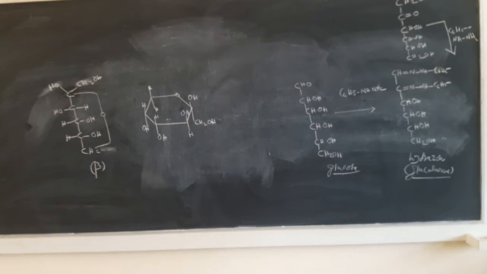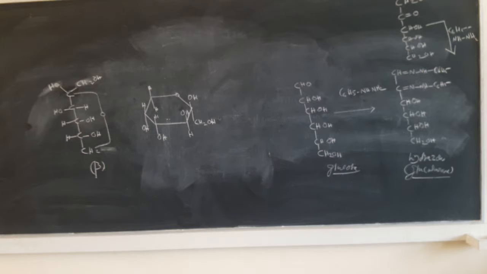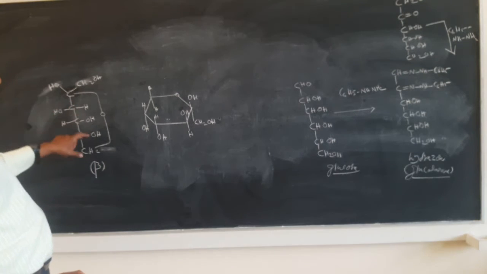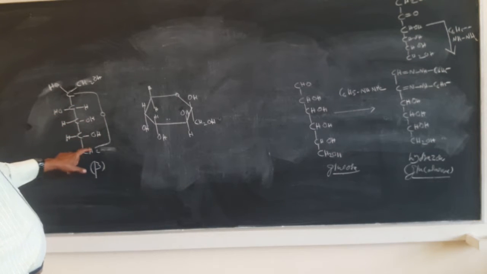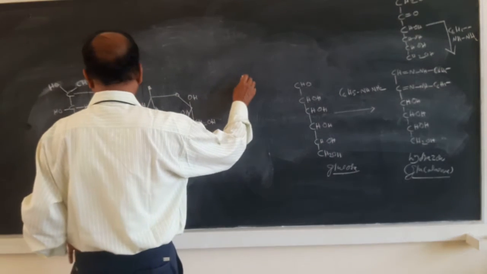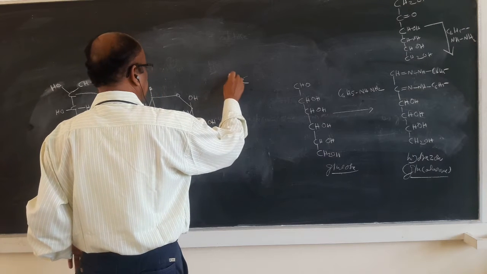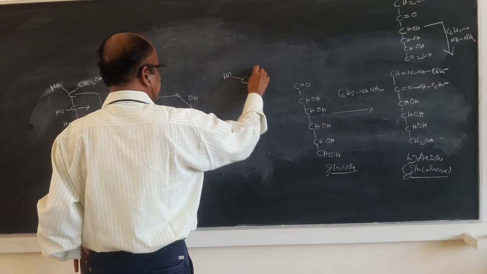So this is a 5-member ring system, which I should write like this. If I want to write the furanose ring system, then I have to rearrange the molecule like this. Then the molecule should be written like this. See, this is OH and this is CH2.